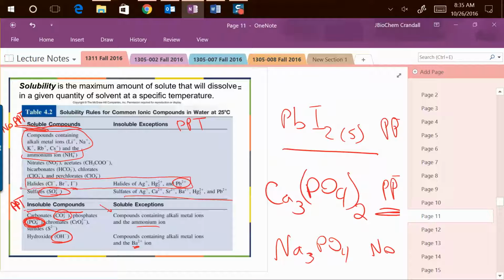Carbonates are insoluble unless they're with one of these guys, which are always soluble, right? So that's how we're reading this. Hydroxides are insoluble unless it's an alkali metal or barium. So barium's one of those few exceptions that will cause it to be soluble if it's with a hydroxide and it's not an alkali metal. Okay, so that's precipitation. So be able to read these charts.